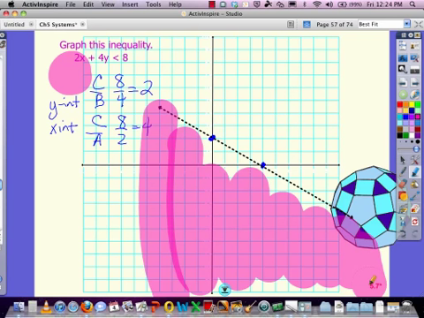Okay? So that's all you need. Quick review about how to graph inequalities. We should be good to go.